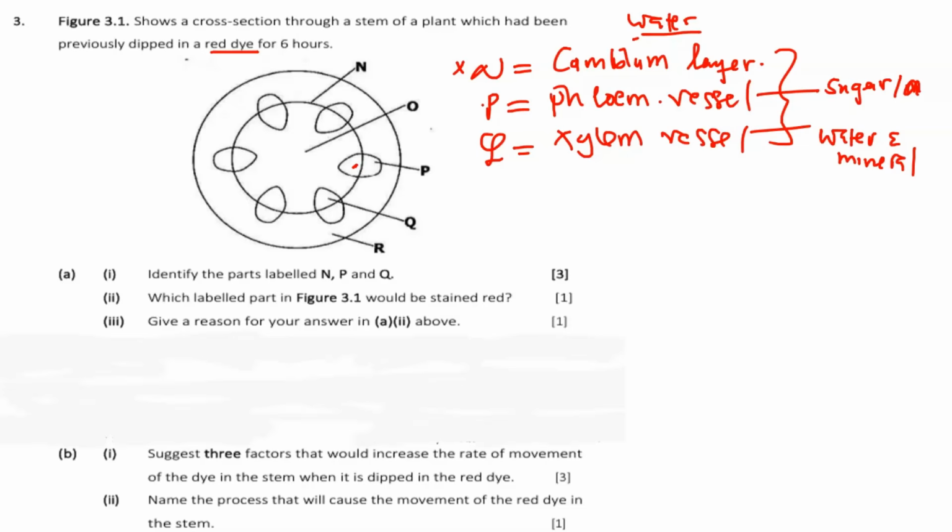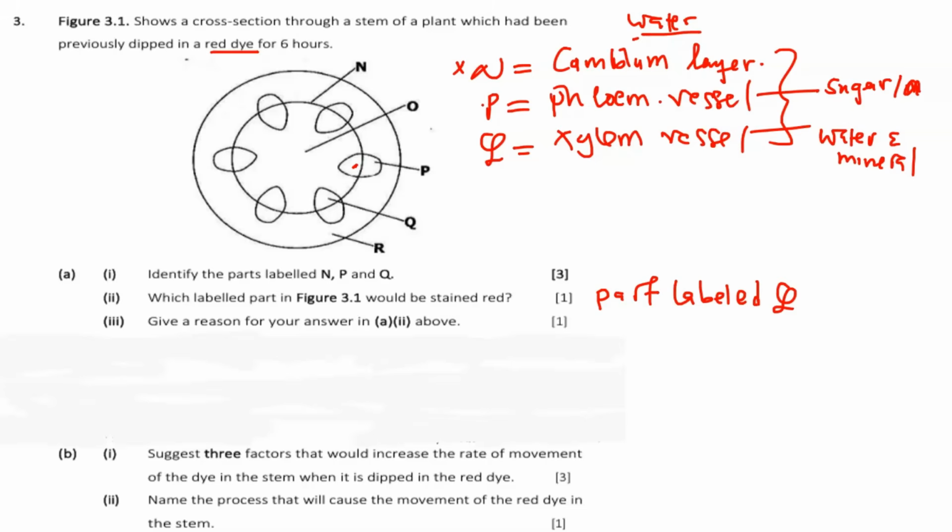And therefore here, the part that will be stained red is the inner part, which is part Q. So you can write: part labeled Q will be stained red. And give a reason for your answer.